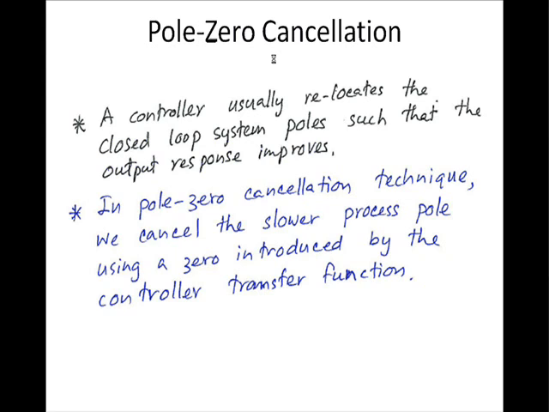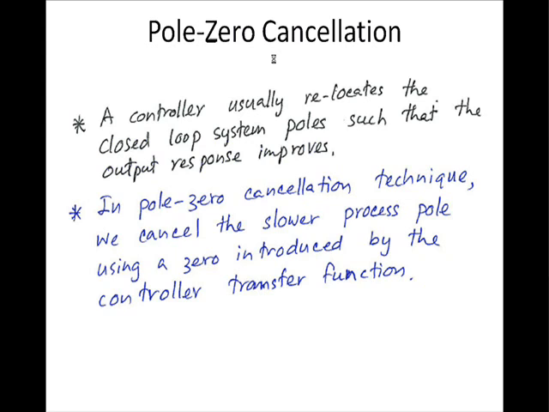And now we have enough background to move into pole zero cancellation. A controller usually relocates the closed loop system poles such that the output response improves. So that is, from another point of view, the objective or the task of the controller, if you look at it from a more mathematical point of view.